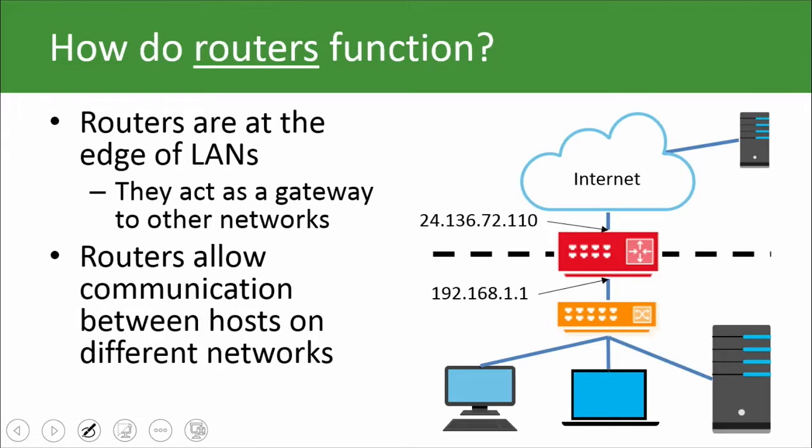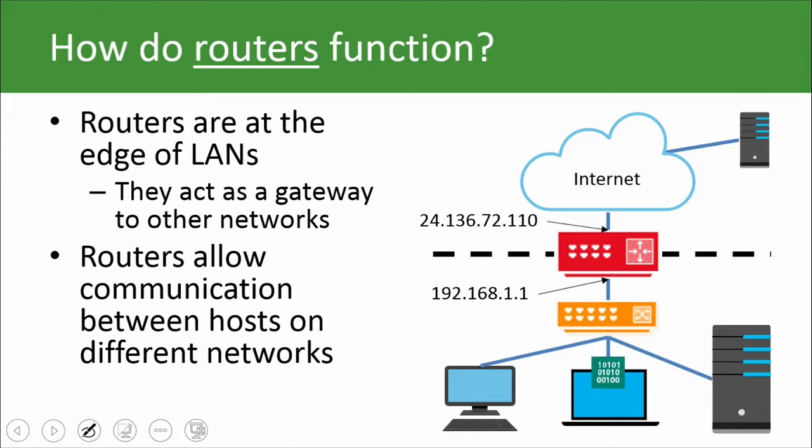Let's talk about routers. Routers are at the edge of a local area network, and they're the devices that are responsible for connecting us to the internet. They act as a gateway to other networks. Routers allow communication between hosts on different local area networks. So we can actually connect to local area networks via a router, and that's actually how you make up the internet, right? You connect a bunch of local area networks to each other.